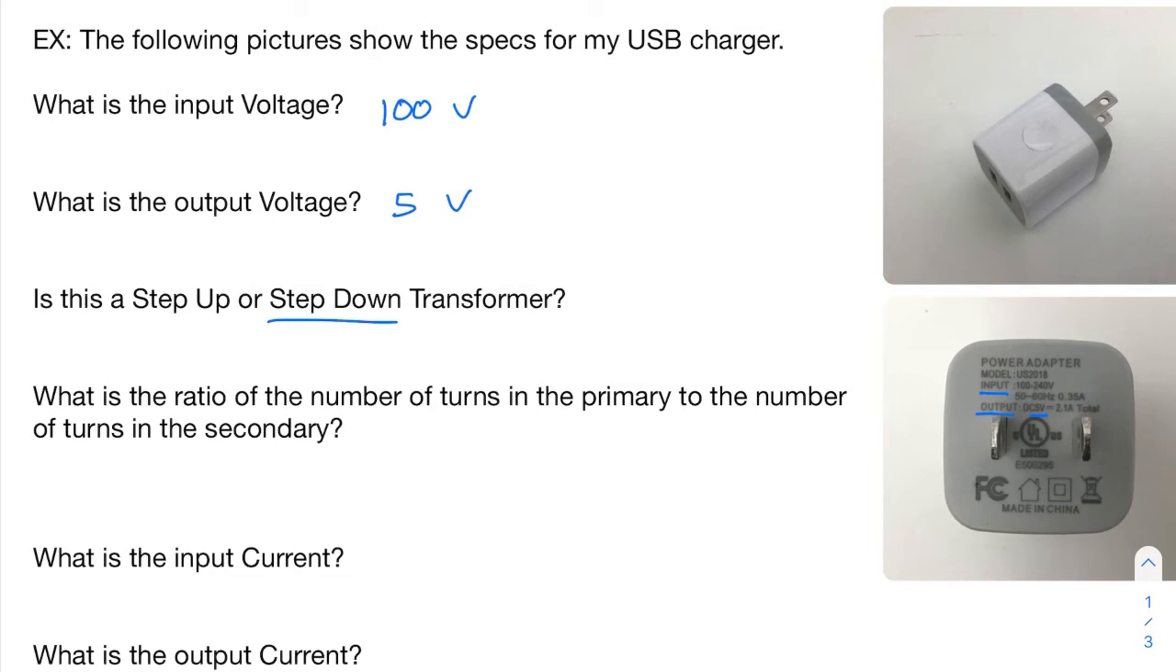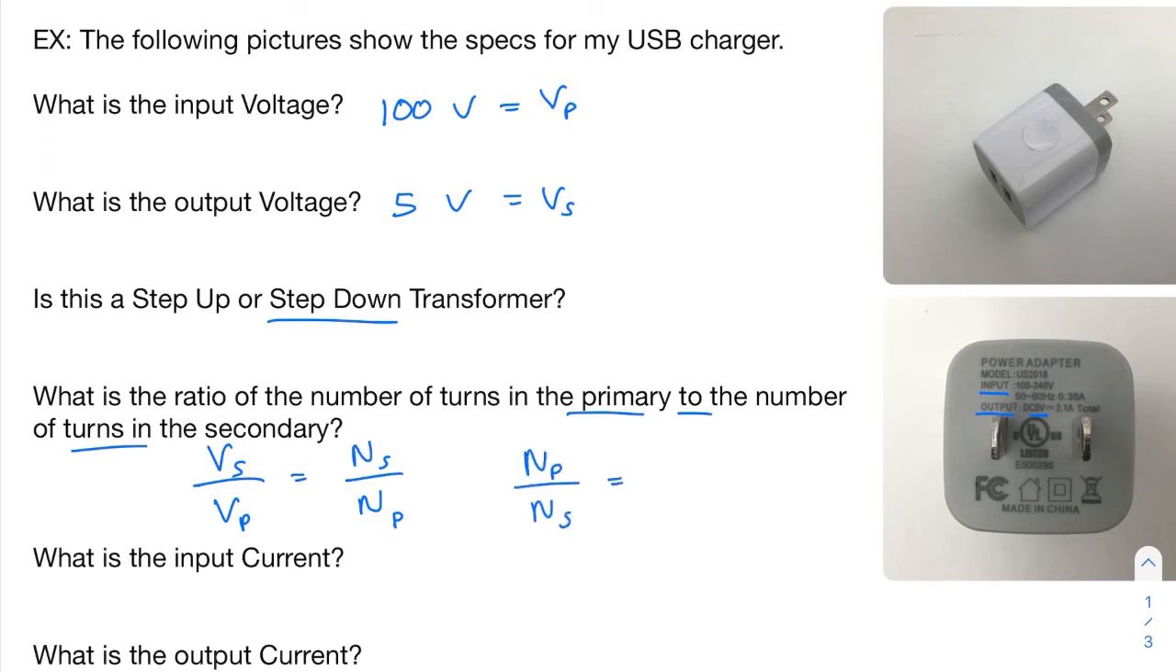What is the ratio of the number of turns in the primary to the number of turns in the secondary? So remember, this is my primary voltage and this is my secondary voltage. My relationship is that the voltage of my secondary divided by the voltage of my primary is the number of turns in my secondary divided by the number of turns in my primary. I want to know the turns in the primary to the secondary, so I actually want to know the flip of this. I want to know NP over NS. So that is going to be 100 divided by 5, and so it's a 20 to 1 ratio.